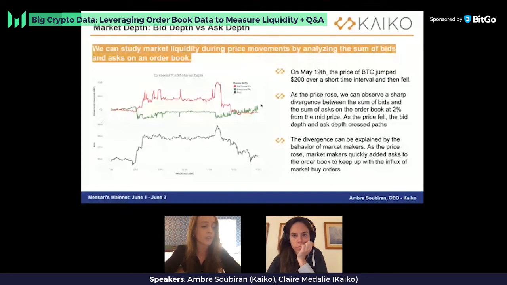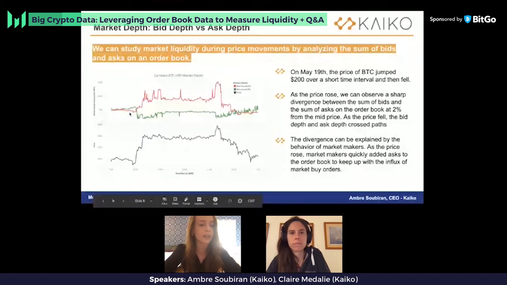Ultimately, market makers are supposed to provide liquidity. That's their job. They have to provide liquidity to these order books. To do so, they keep up with the supply and demand of price takers on the other side. So when a lot of price takers are placing buy market orders, the market makers will place more asks, and vice versa.